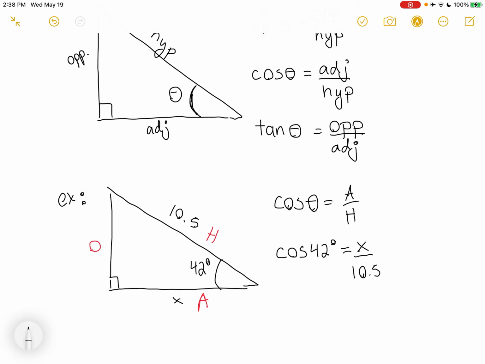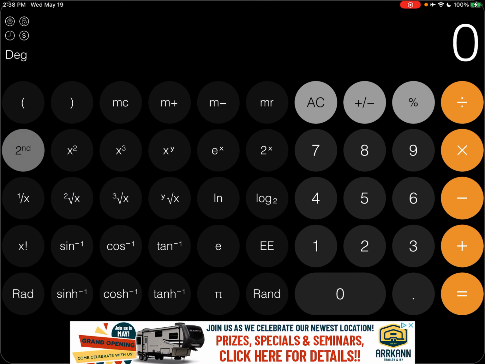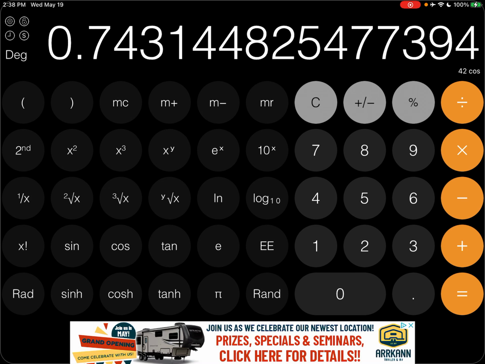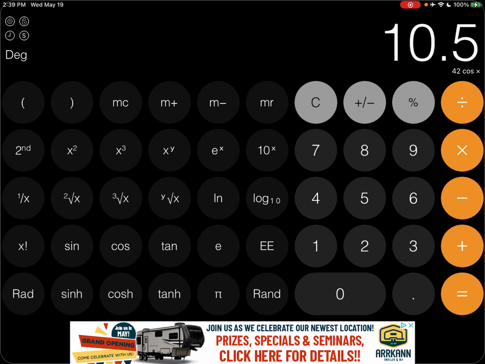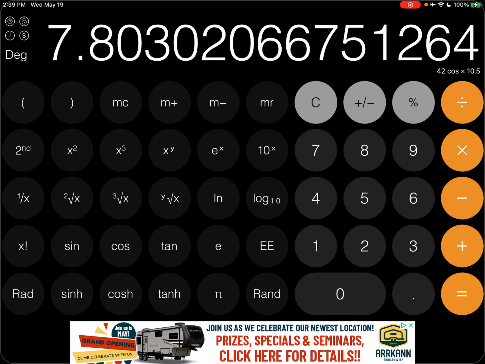Okay, now to solve for x, I need to multiply both sides by 10.5 because I'm dividing by 10.5. So I'm going to go times 10.5, times 10.5, right? These will cancel. And then I'm going to go to my calculator. And I have to tell you, I'm using a calculator on an iPad. I really don't like this calculator because you have to enter things in a really funny way. But on this calculator, I think I have to enter the angle in first and then hit cosine. So I'm going to do that first. So 42 cosine and then times 10.5 equals, and that gives me 7.8.